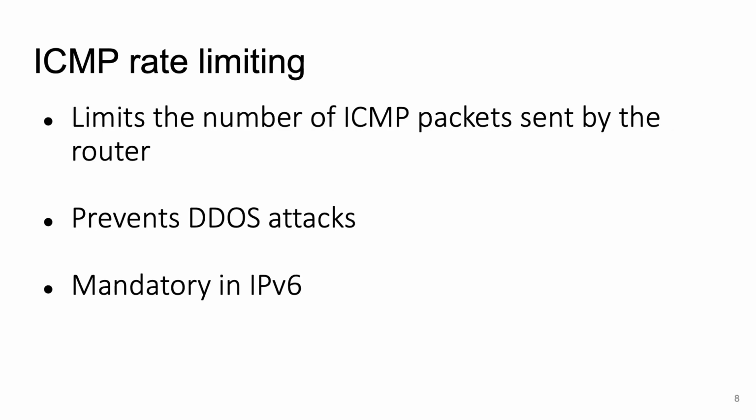So as a short recap, ICMP rate limiting is a feature on the routers that limits the number of ICMP packets sent by the router. At first, it was designed to prevent DDoS attacks. And it has a very nice property for our technique, alias resolution: it is mandatory in IPv6.